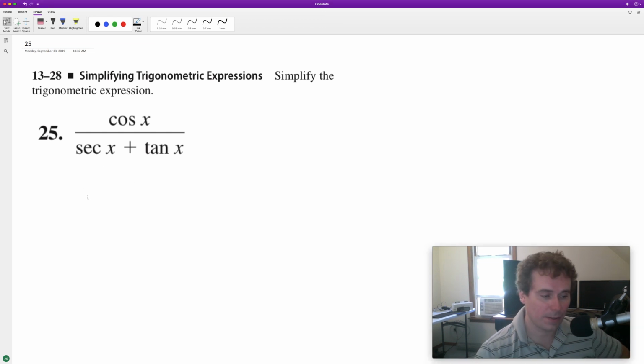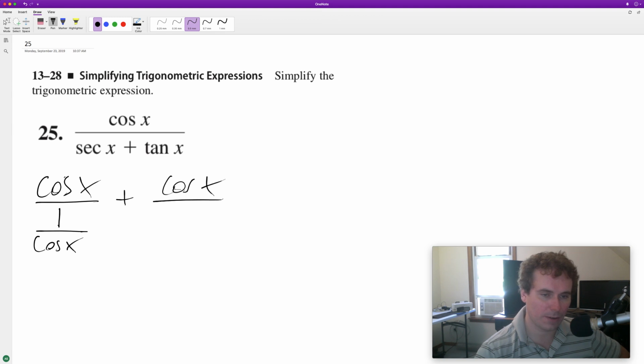Possible. So what we're going to do here is we'll go ahead and break this up individually. So cosine of x over the secant, which is 1 over the cosine x, plus cosine of x over tangent, which is going to be sine of x over cosine of x. So when you divide by something, it's the same as multiplying by its reciprocal. So in this case, cosine of x times cosine of x, cosine squared of x.